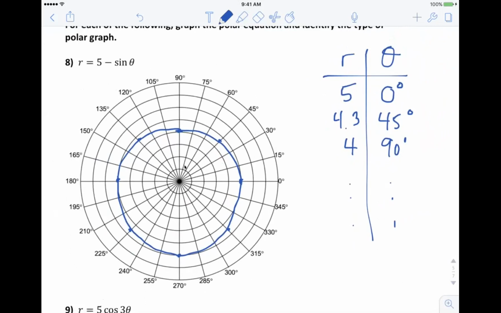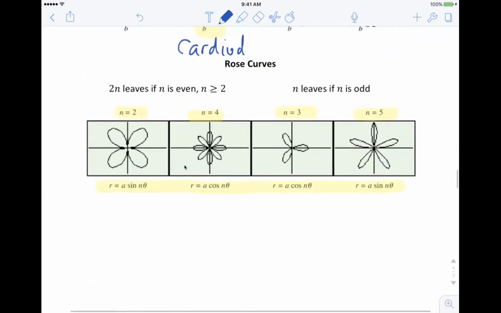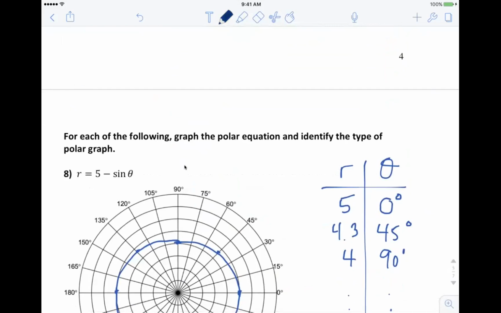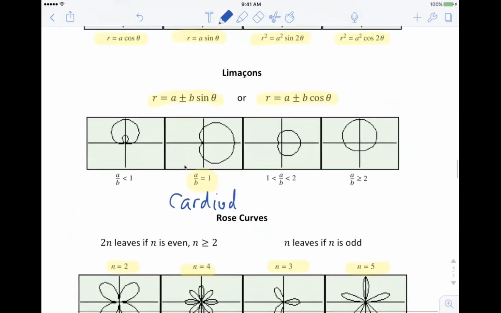The other option, oh, and by the way, what type of graph is this? Let's see. Well, it has a minus there. So I have a number, which I can think of as A, and then I have a plus or minus, it's a minus in this case. B is 1 sine theta. So that's that form, right? So I'm looking for something like that, which is here, right? So we've got that.